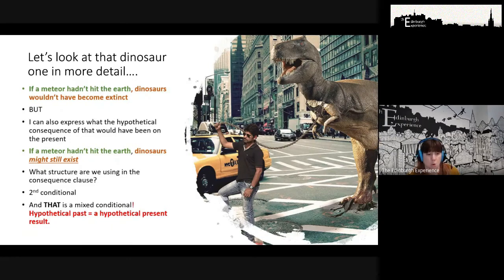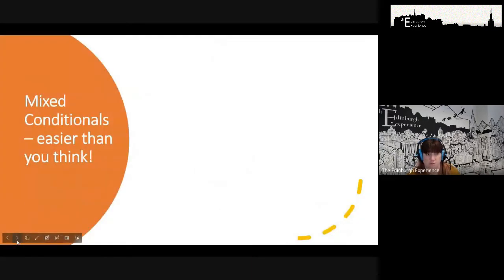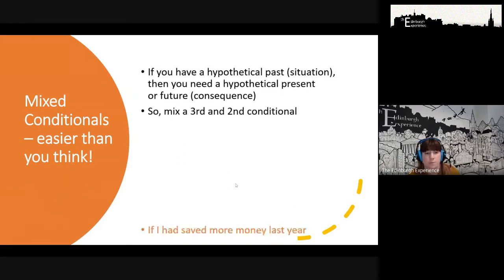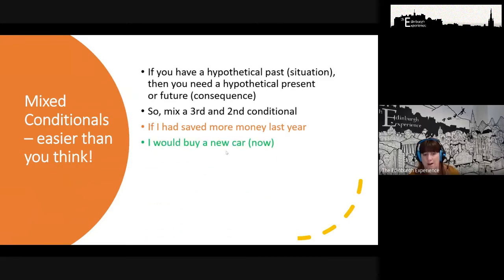Okay, so what we're doing is we're taking a hypothetical past, expressing this, which is the situation, using a third conditional structure, and then we express our consequence in the present or the future using a second conditional structure. So much easier than you think. Yeah. So like I say, here are some more examples, guys, if we are mixing our third and second conditionals. All right. So for example, if I had saved more money last year, I'd buy a new car now.